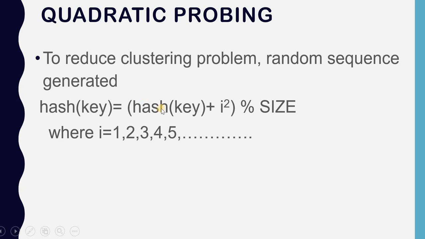For example, your hash key is 1. So 1 plus 1 is 2. Then 1 plus 2 square, that is 4, so 4 plus 1 is 5. So you are searching for the empty slot at 1, then at 2, then at 5, and so on. So you are not searching for the empty slot sequentially, but in a quadratic fashion.